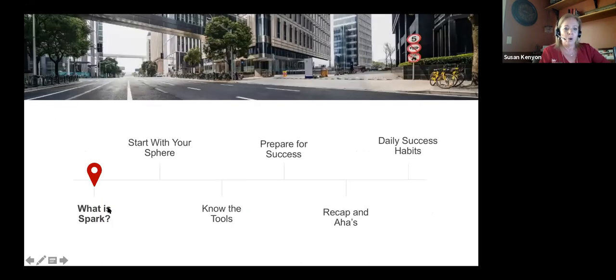Okay, so we are going to start at the beginning. If we're going to have a successful business, we have to have goals. So the whole purpose of Spark, which is these first couple of weeks here, is to establish the goal that you are going to set an appointment. You're going to set an appointment within the first 2 weeks.